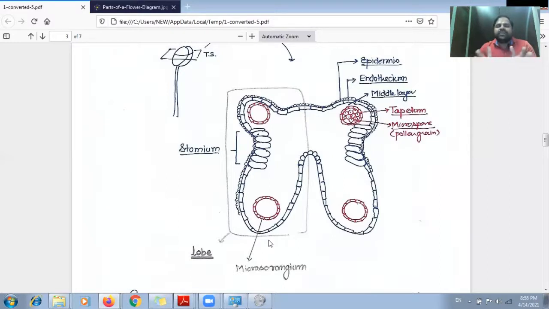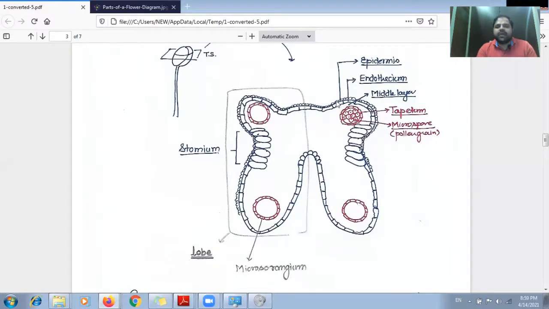So generally a typical stamen has two lobes, and a total of four microsporangia are there in a typical stamen. Now we can see here that this lobe has one microsporangium, this lobe again has one microsporangium, and this one again. The outermost layer of this anther is the epidermis.